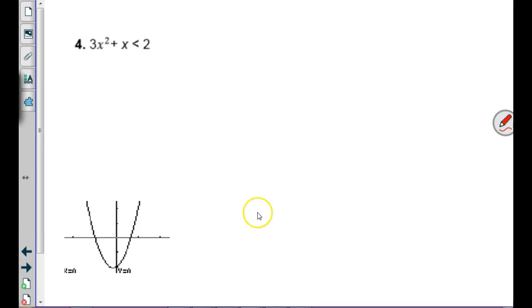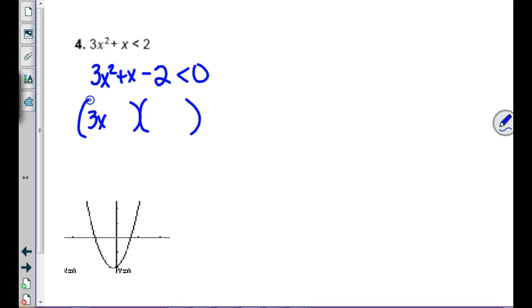Number 4, what's the first thing you want to do? Yes, you want it to be compared to 0. Does that factor? To get a 3x squared, only factors of 3 are 3 and 1. Only factors of 2 are 2 and 1. If I do that, I'm going to get 6, right? That's not going to work.